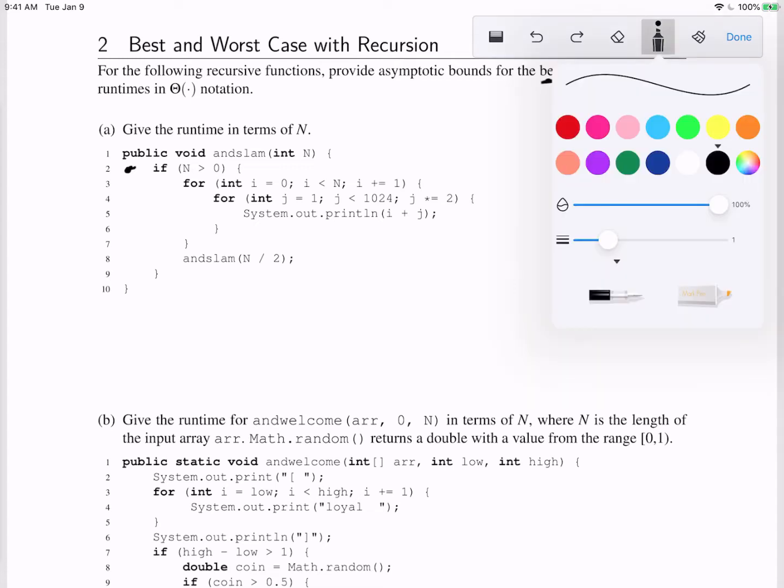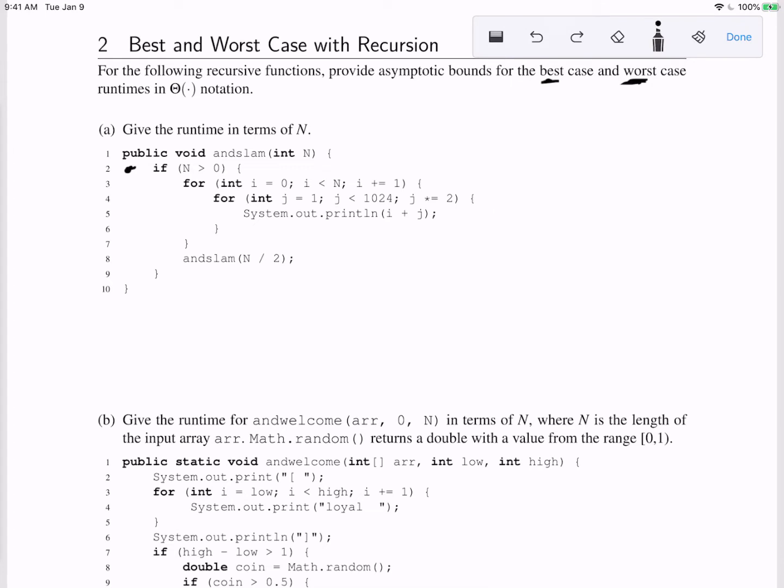Now that we know there's not really a distinction between best or worst case, we can start drawing out the recursive tree. This is how I like to draw out my trees. First, we're going to start with the root. The root is going to be just n. You should think of the root as corresponding to whatever the inputs are. In this case, we just have one. And in most cases, it will just be one input, or at least one variable.